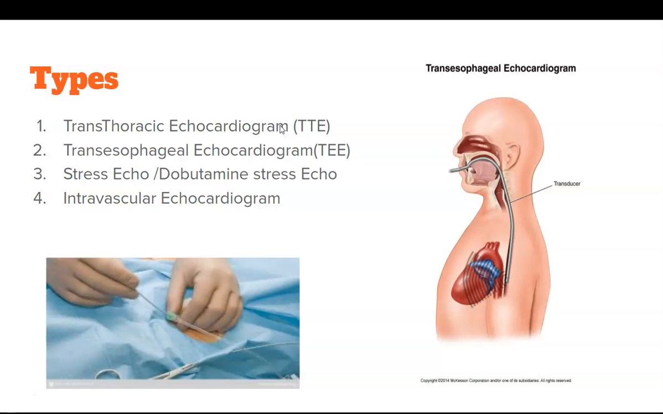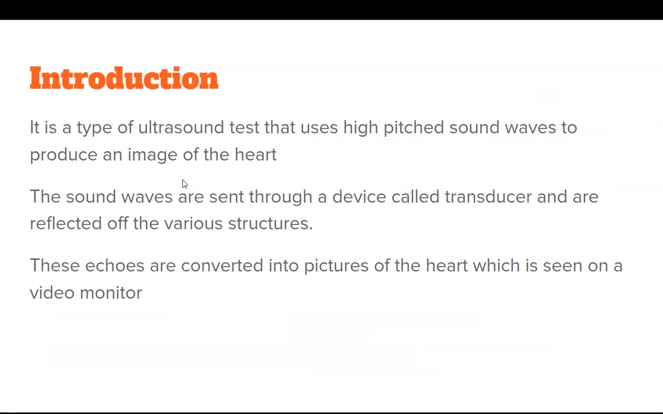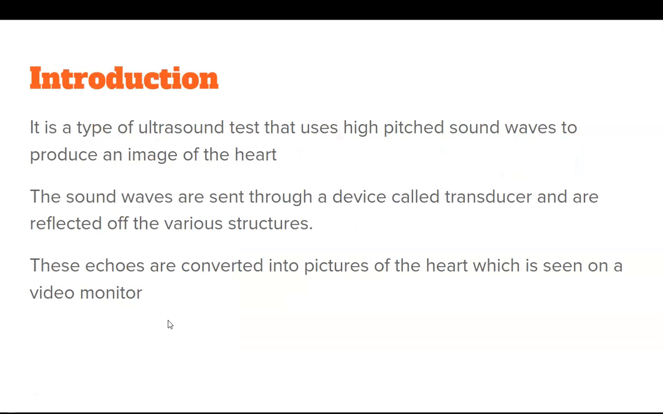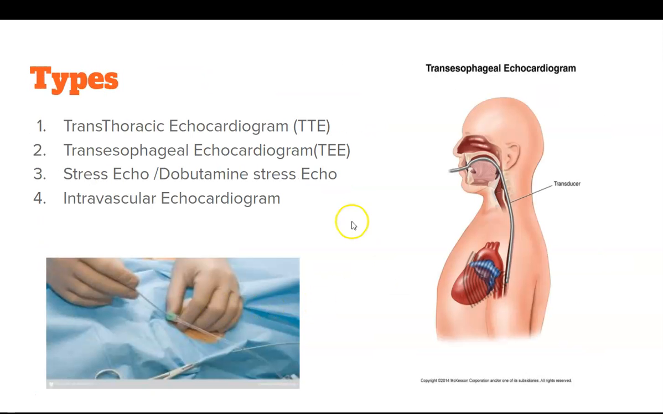The echocardiography is commonly done by the transthoracic method. So this is what I said, like ultrasound imaging. Here you can see, this is transthoracic. What they do is they take the transducer and just put it on the chest over the heart, and they will visualize it on the monitor, which is called transthoracic echocardiogram, that is TTE.